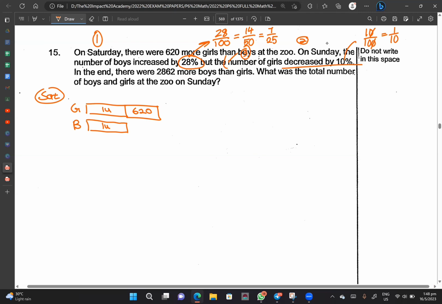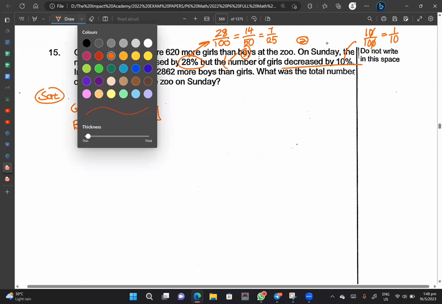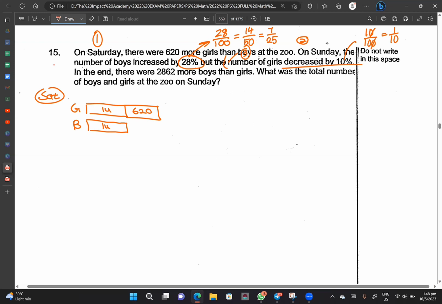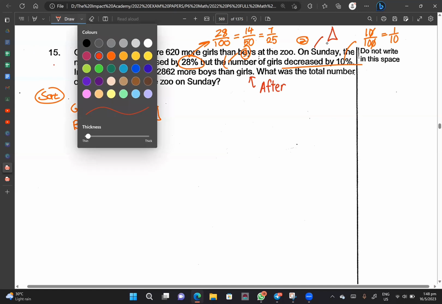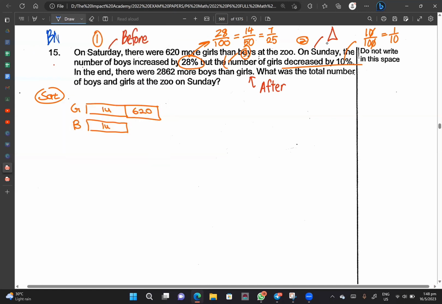Identify the concept. From here itself, what I can see is that the number of children over here on Saturday is actually my before. On Sunday is my change. And finally, we can see my after over here. So I would treat this as a before and after question. I'll just put BNA over here.